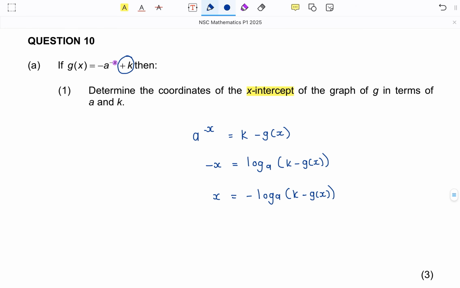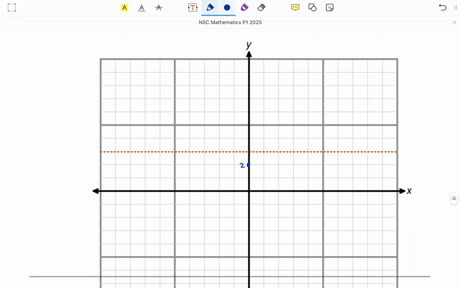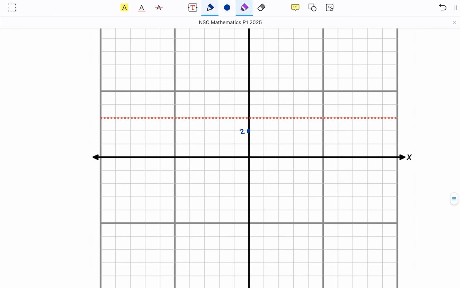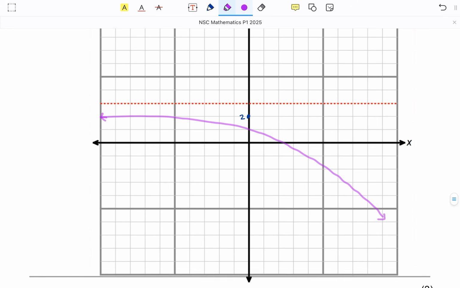Then we also have a negative in front of the a value, which means the graph is reflected over the x-axis. And for it to be a decreasing graph, we would now just show that the graph is going in a downwards direction. Remember that when we draw graphs or any functions, we always start from the left. So if it's a decreasing graph from the left, we want to draw it downwards to the right.